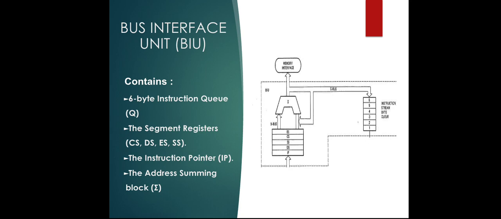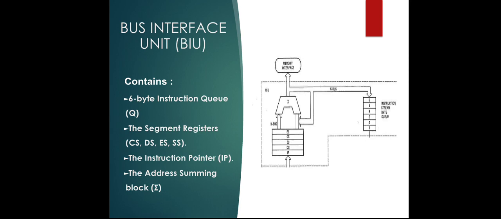The instruction pointer register will give us the next instruction address. Once the first instruction is taken from the code segment register and executed, the next instruction address is given by this instruction pointer.